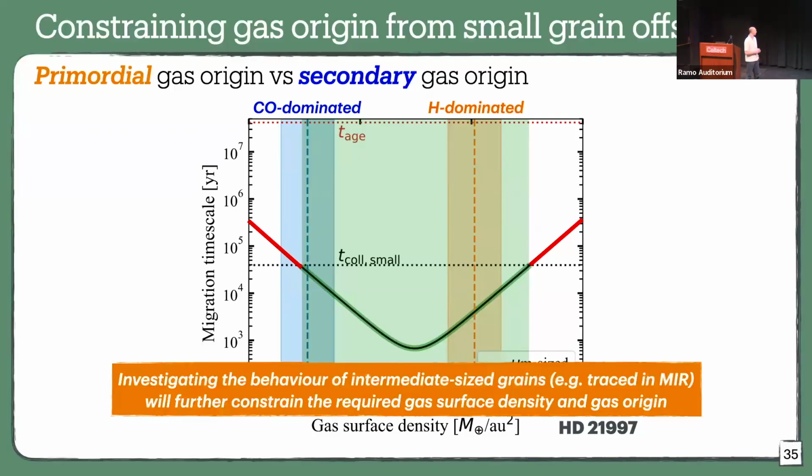However, what will be really interesting is seeing what the intermediate size grains are, how they are actually behaving. If they're behaving like the small grains and are shifted outwards, or if they're behaving like the large grains and are co-located with them, or even something in between. And so this will help us constrain the required gas surface density by using those same dust migration models, and ultimately we'll be able to pinpoint the gas origin in this system.